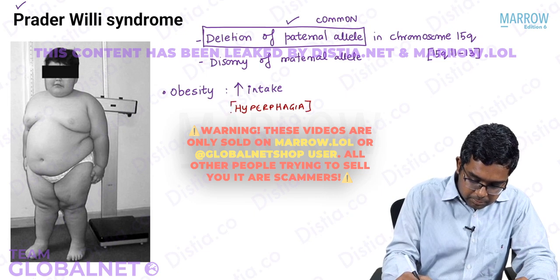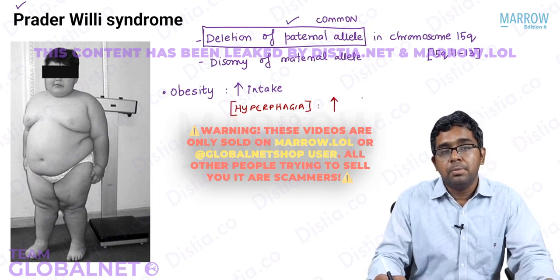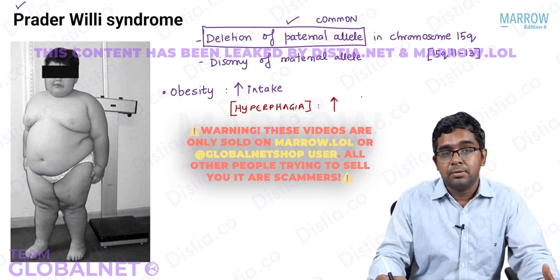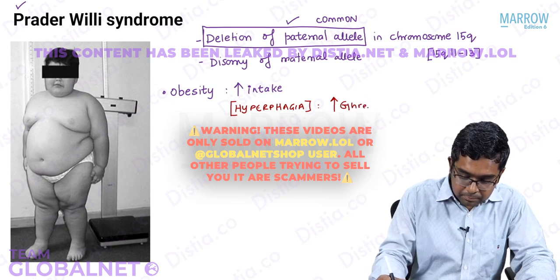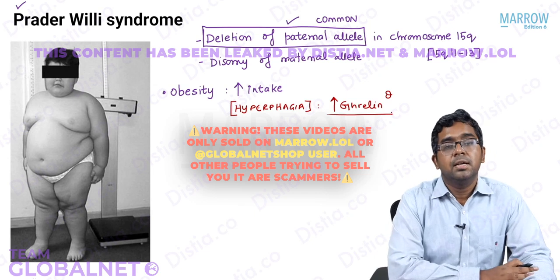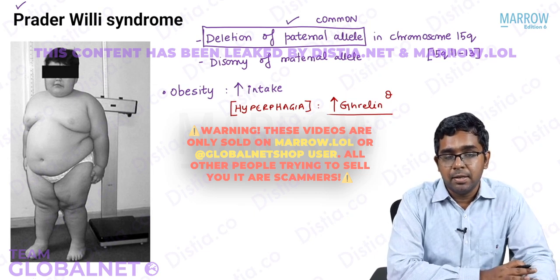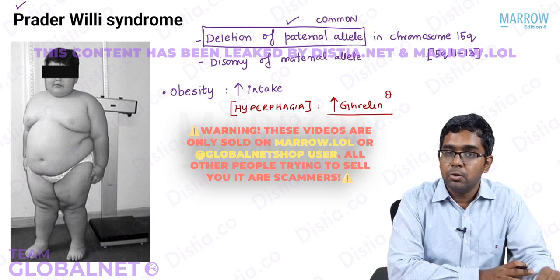Hyperphagia is attributed to increased levels of a hormone which normally stimulates appetite or food intake. What is that? It is ghrelin. And this has been asked as a question: which hormone levels are increased in Prader-Willi syndrome? It is ghrelin, which increases the food intake, thereby causing hyperphagia and obesity.